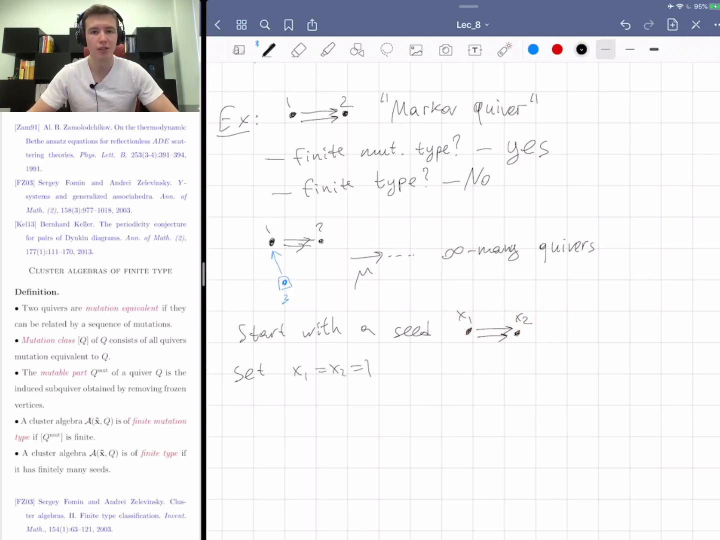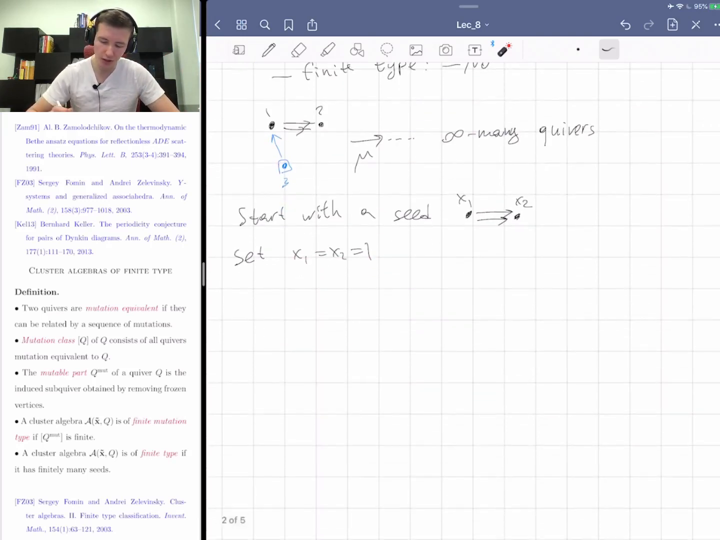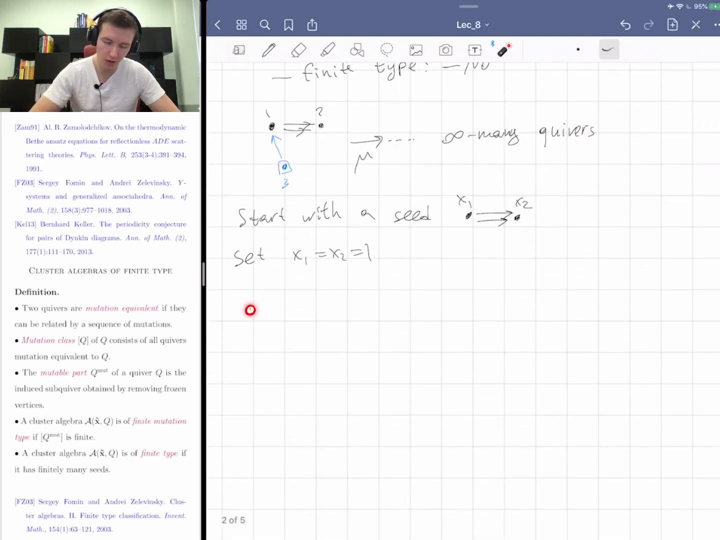Because then, that's a weaker test. But if there's infinitely many things, even starting with all ones, then of course there's going to be infinitely many seeds. And so what happens if I start with my quiver labeled by 1 and 1? What happens as I mutate, let's say at vertex 1?